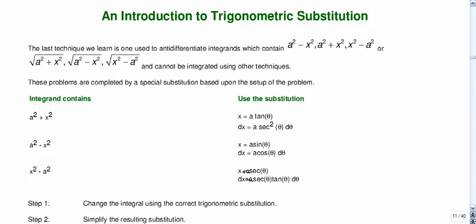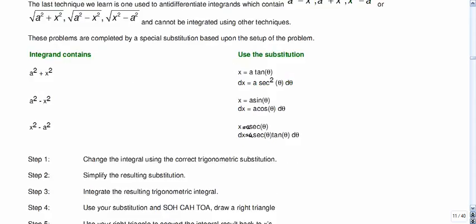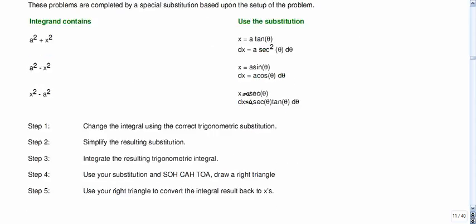Now, below here I have the process, the set of steps that we're going to use. It's going to be imperative for you to try to follow the work that I do, and then try to recreate it yourself. This is one technique you will not get unless you try several of them on your own. So here's our list of steps. Step 1, we'll change the integral using the correct trig substitution. We'll take out all the x's and we will put in things that contain theta.